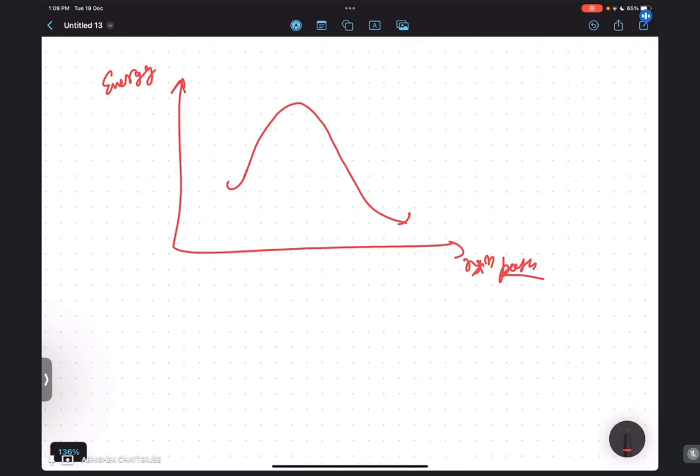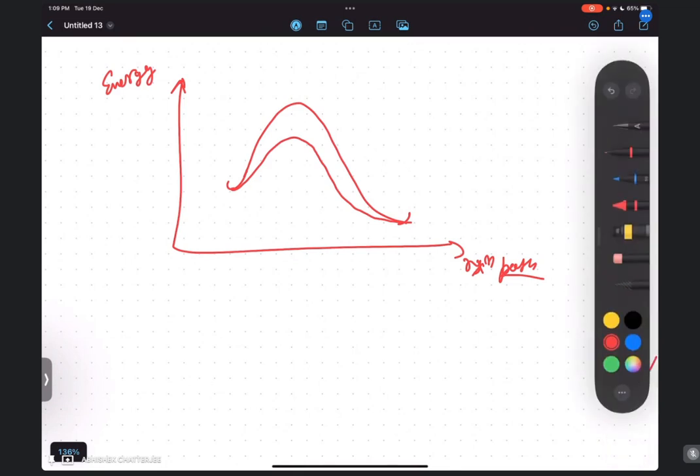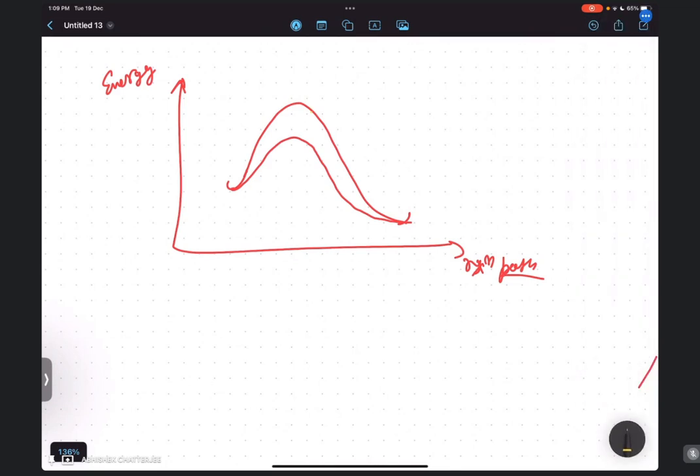Now suppose you are using a catalyst, what will the catalyst do? It will just decrease the energy barrier. This is your without catalyst, and this one will be with catalyst. Your activation energy means what? Your activation energy is nothing but the energy barrier.